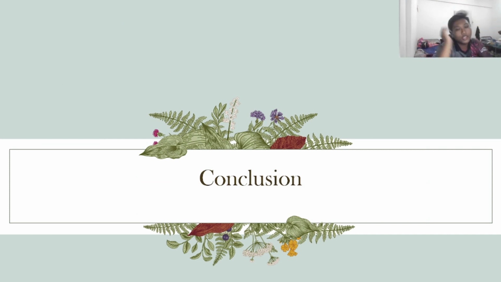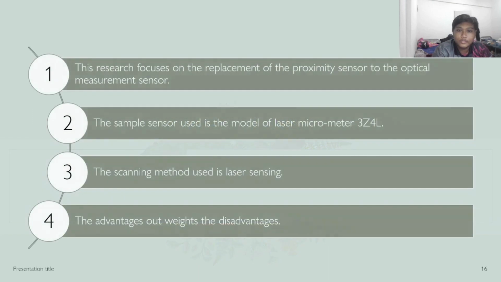Okay, now back to me for the last part of our presentation, the conclusion. Let's go for the conclusion part. We have 4 points for this conclusion. The first point is this research focuses on the replacement of the proximity sensor with the optical measurement sensor. And second, the sample sensor used is the model of the laser micrometer 3Z4L. And number 3 is the scanning method uses laser scanning. And number 4, the advantages outweigh the disadvantages.